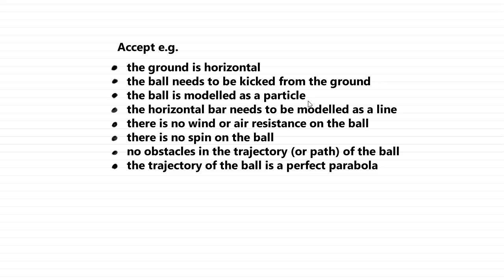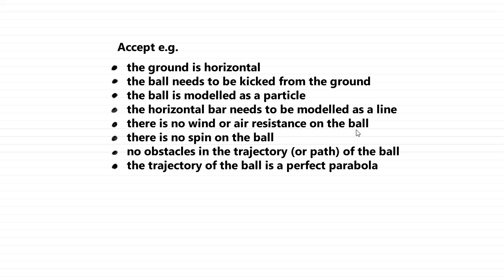The ball is modelled as a particle. The ball is not a particle really, it's got a diameter. A particle will be infinitesimally small, so the diameter would be negligible. The horizontal bar needs to be modelled as a line. Well, that's possibly going to dip in places, so we are assuming that it's horizontal.